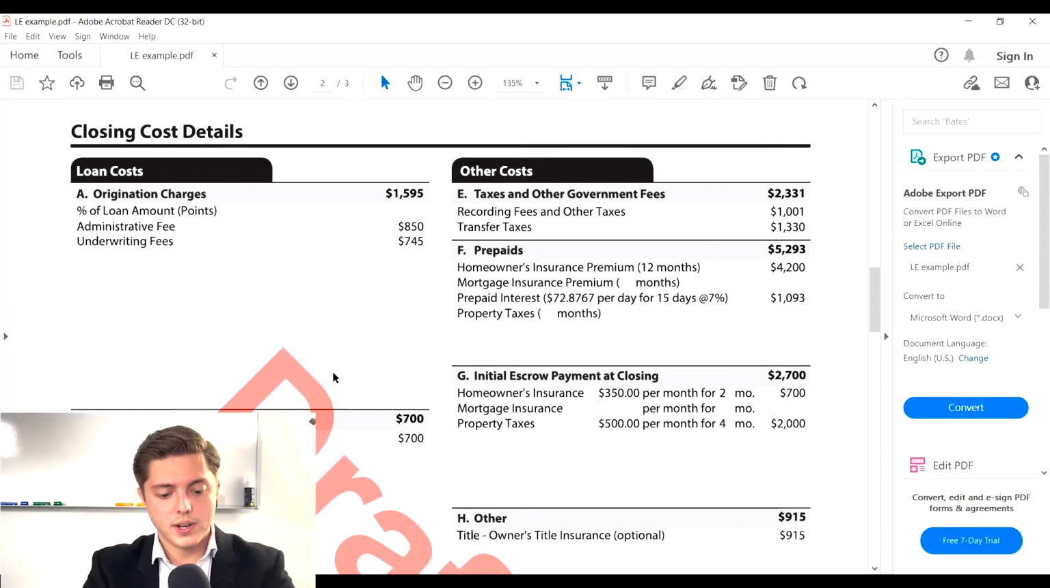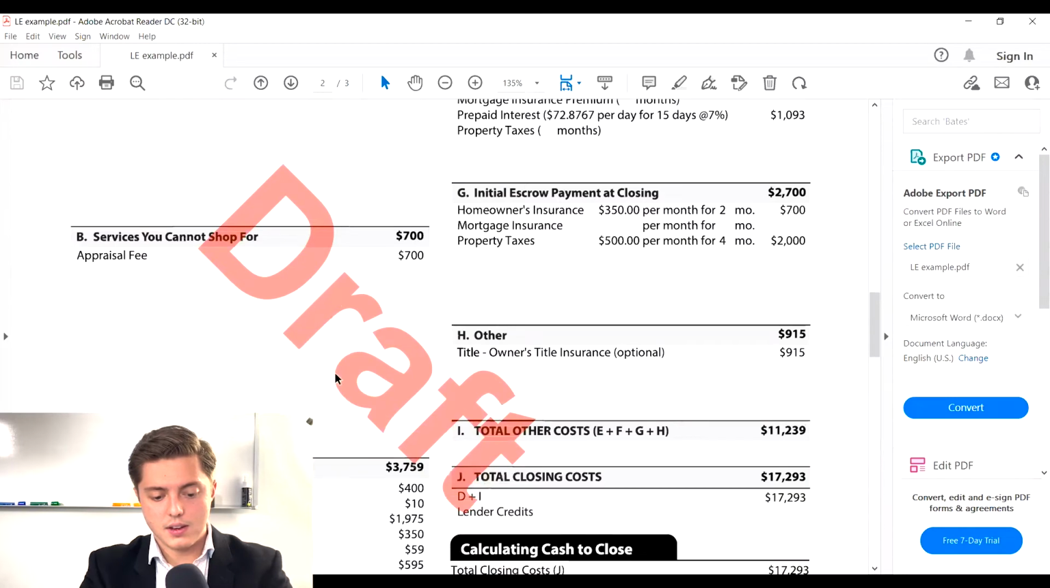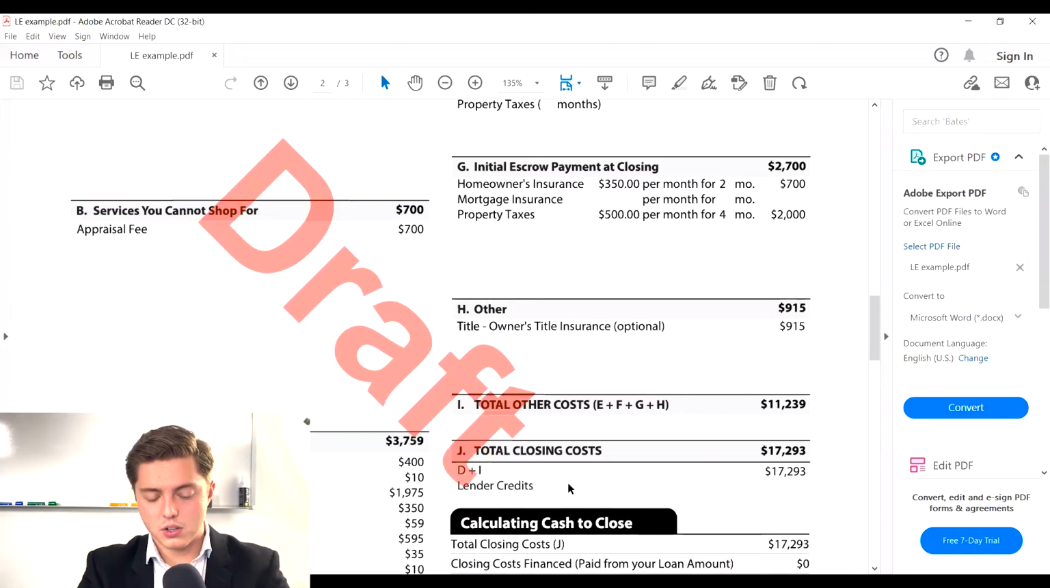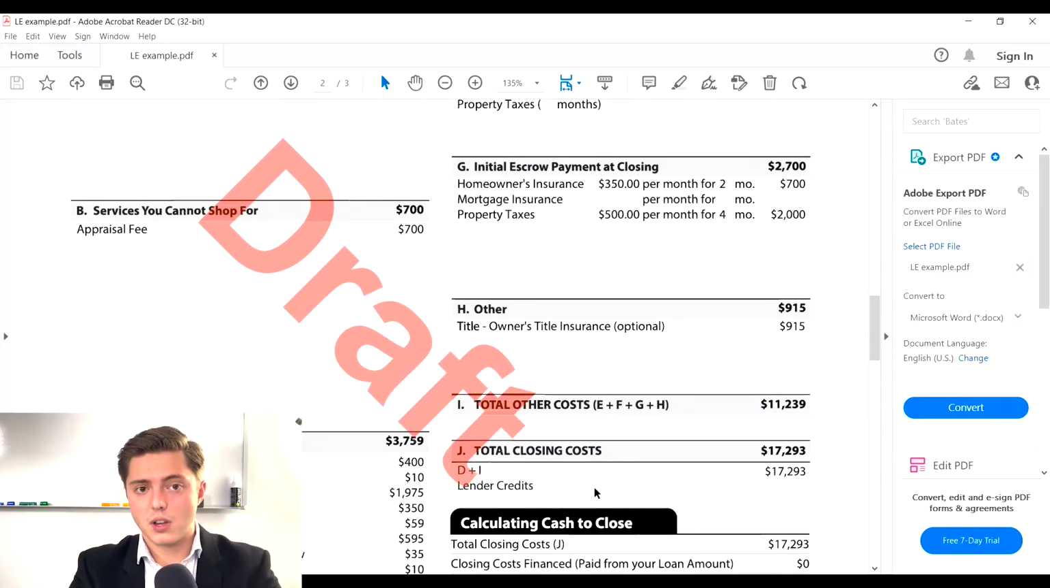Opposite of points is actually down here, all the way in Section J, lender credits. The opposite of a point is a credit. They're typically also based off of the loan amount. And if you are getting a lender credit, you will find that here.